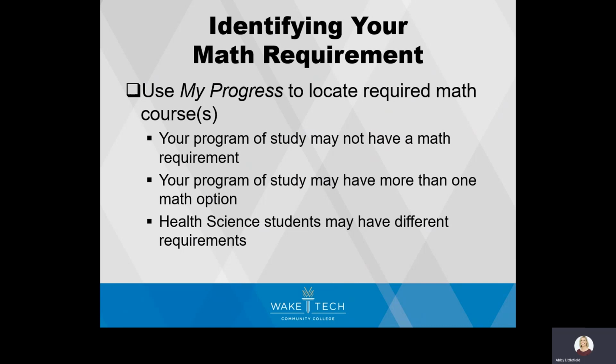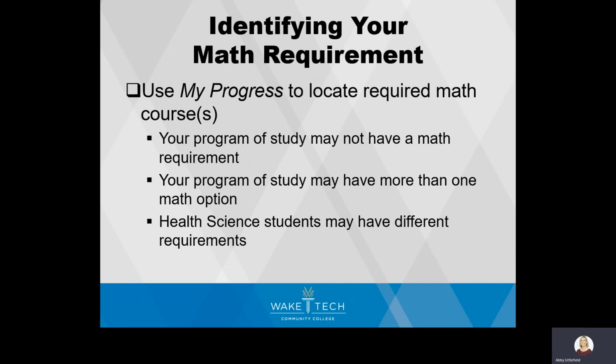Now, using the My Progress tool within self-service, you'll need to scroll through the progress to see where your math requirement is. Some programs have it near the top. I've seen some programs that have it at the very bottom, and then really it could be anywhere in between. So when you're looking through all of the requirements that you need for your degree, which is what your My Progress tool does, you need to go ahead and identify the math requirement for your specific program of study.